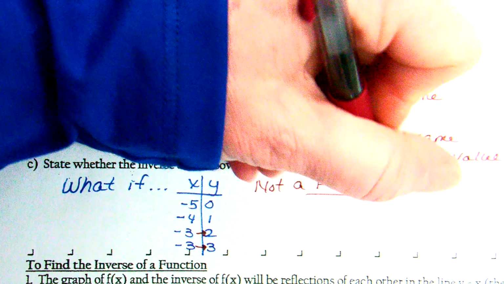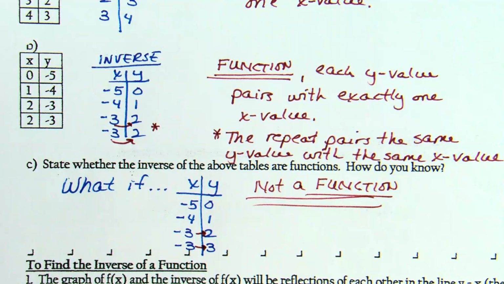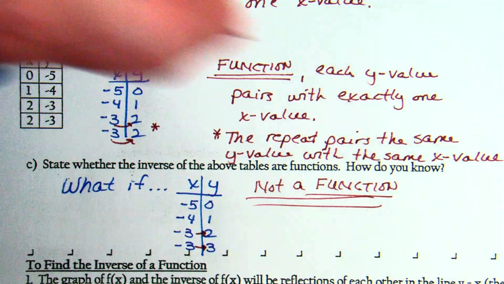So if you want to write a note to yourself, it's not a function. The reasoning, that x value negative 3 is paired with, what is it, 2 and 3. So the x value, negative 3, is paired with 2 unique y values of 2 and 3.